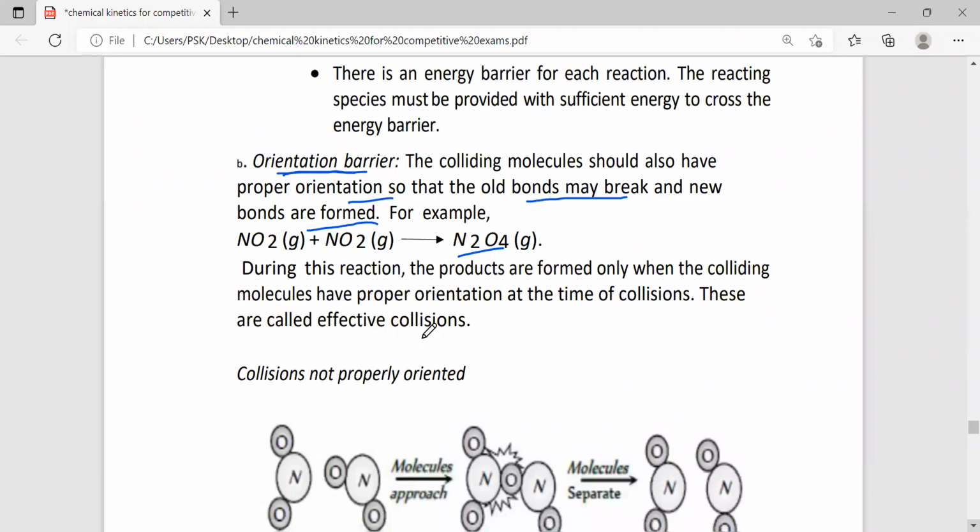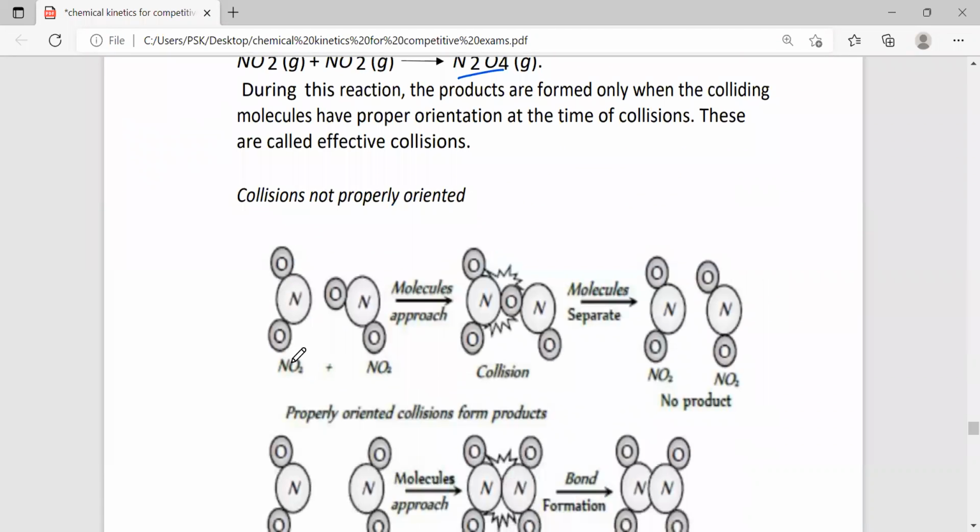Now just look at the representation. This is nitrogen and 2 oxygen, nitrogen dioxide. This is nitrogen, 2 oxygen, nitrogen dioxide. They collide. See, this oxygen atom collides with what? Nitrogen. When the oxygen atom collides with nitrogen, the molecules separate from each other. They move away from each other. So they are not oriented in space properly. Therefore, no product is formed.